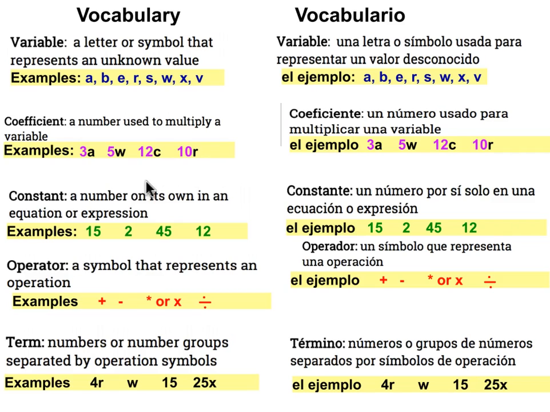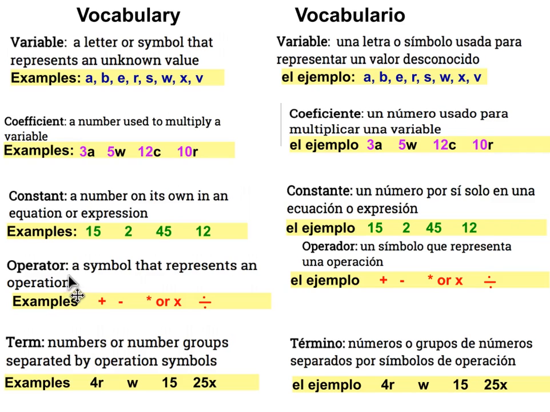And a constant is a number on its own in an equation or an expression. So if you see a number that does not have a variable after it, that's called a constant. The value of that number in that expression will not change. The value of the coefficient and the variable will change if you were to find out what the variable represented. Then 3 times that value would have a different meaning.